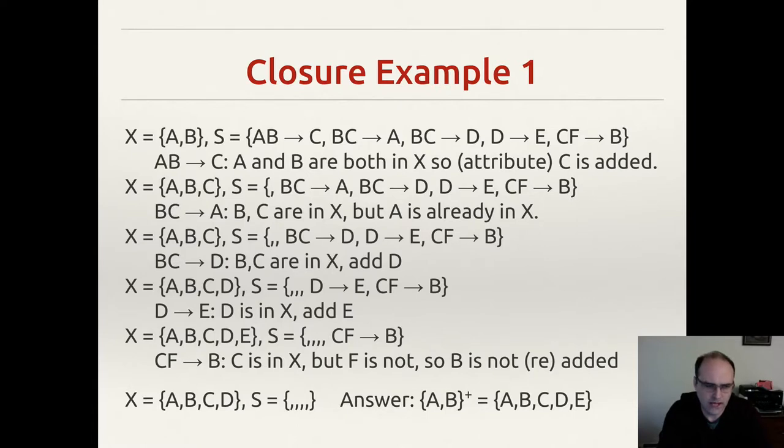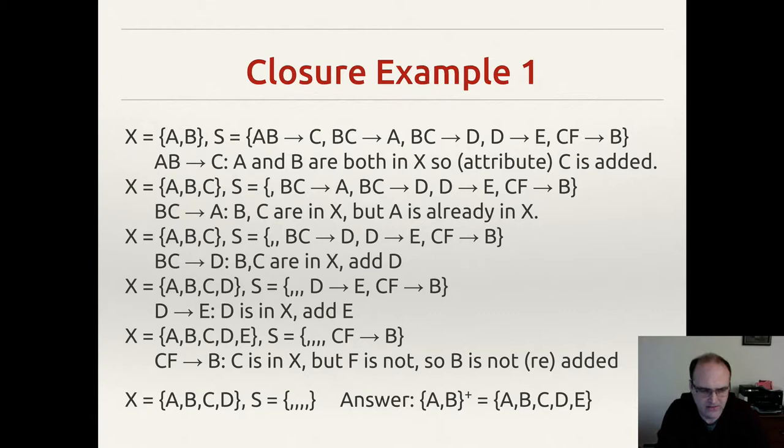This time X is still A, B, and C. We're short one more functional dependency there, and we're evaluating D being functionally dependent on BC. BC are in fact in X, so we can add D. So we do. Now on the next loop, we have A, B, C, and D in X, and we're checking E being functionally dependent on D. D is in fact in X, so we can go ahead and add E, and we do. And now we're on the last iteration here.